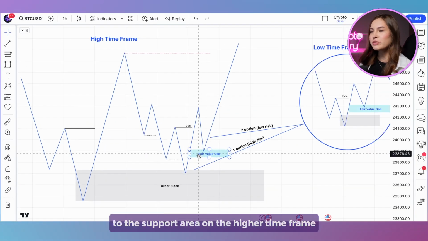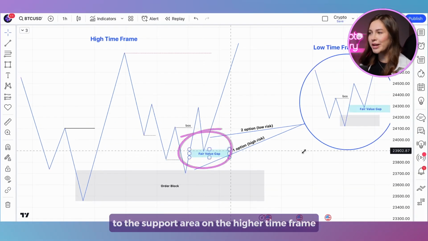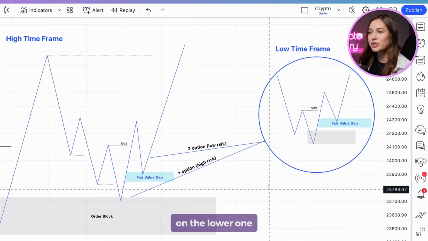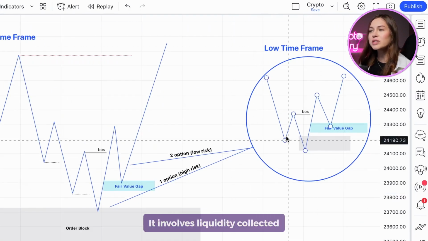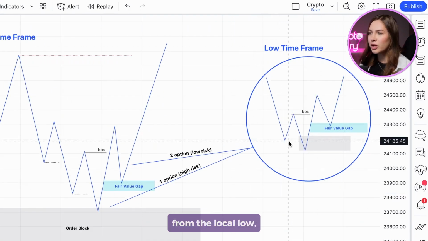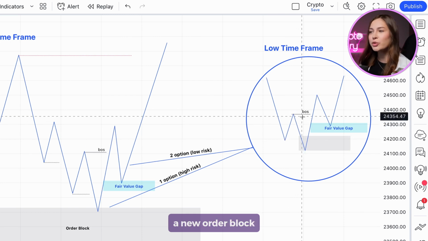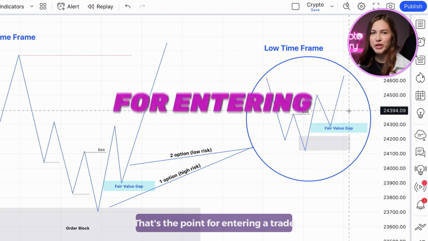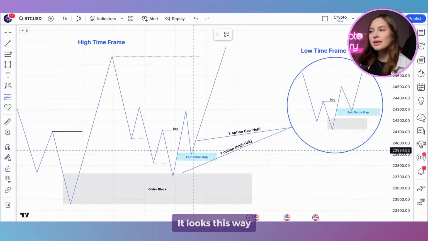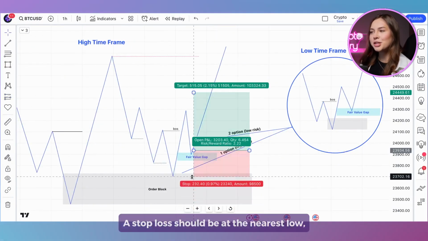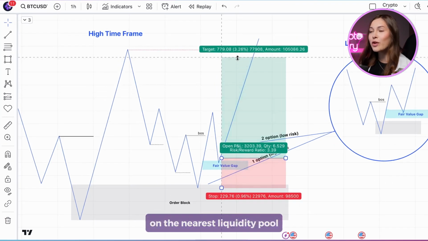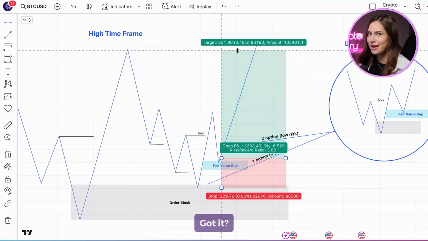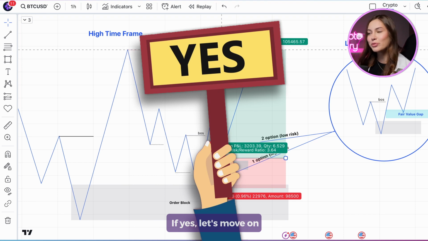When the price returns to the support area on the higher time frame, you need to find the same situation on the lower one. It involves liquidity collected from the local low, a break of structure, a new order block, or an imbalance being formed. That's the point for entering a trade. It looks this way. A stop loss should be at the nearest low, while I take profit on the nearest liquidity pool. Got it? If yes, let's move on.